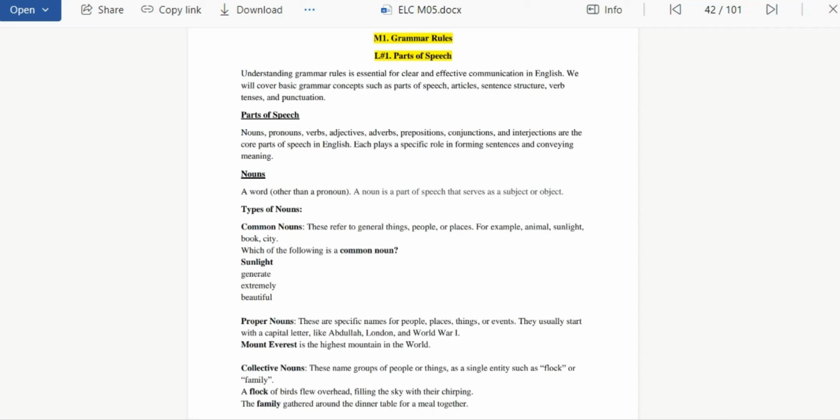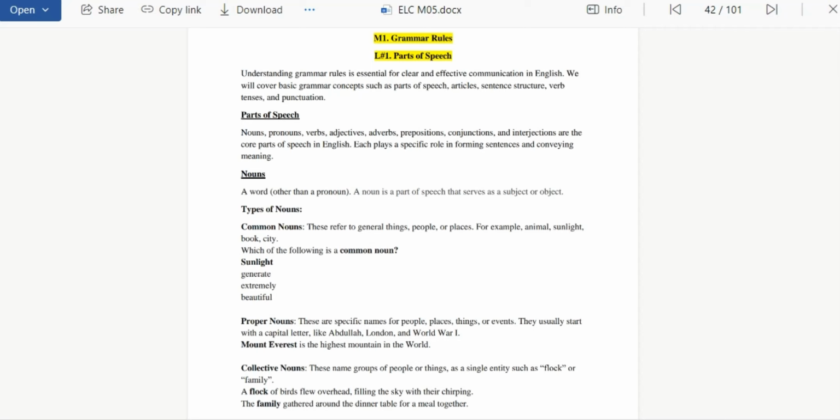From today we are starting our first module, English grammar rules. Understanding grammar rules is essential for clear and effective communication in English. We will cover basic grammar concepts such as parts of speech, articles, sentence structure, verb tenses and punctuation.